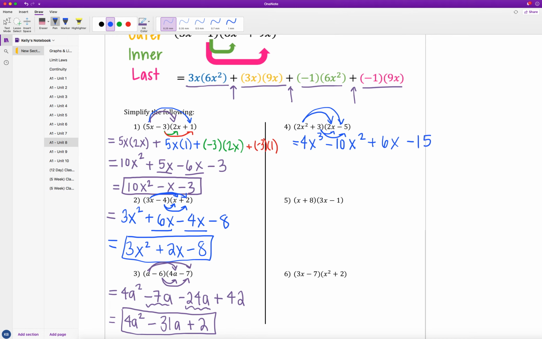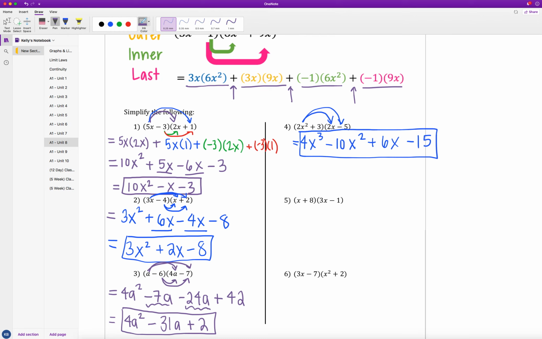Now from here, we'd want to simplify and combine any like terms. But in this case, we have no like terms that we can combine, so this will actually be our final answer. I'm going to erase those lines so that we can box it. And this will be our final answer once we FOIL.